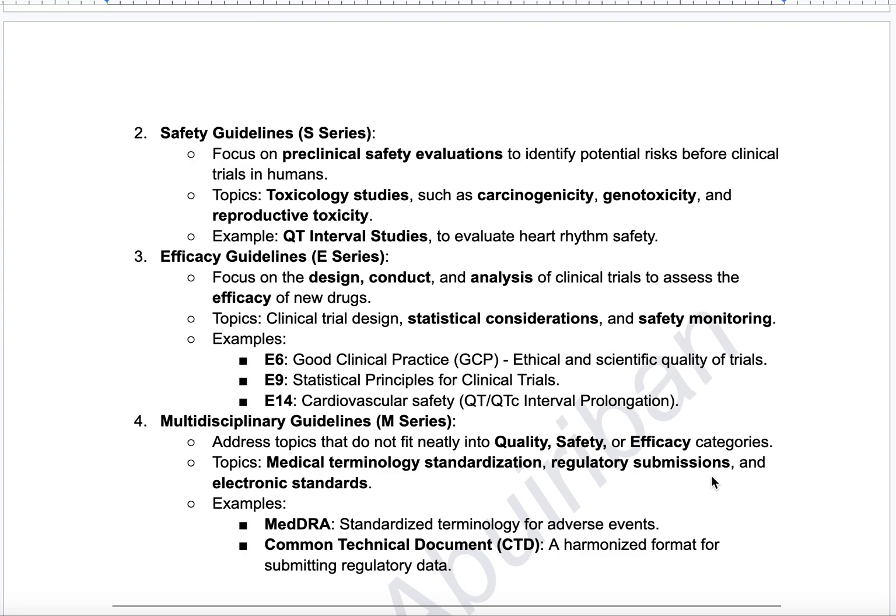The multidisciplinary guidelines, which we can call the M-series, address topics that do not fit neatly into quality, safety, or efficacy categories. Topics include medical terminology standardization, regulatory submission, and electronic standards, like MedDRA, the standard terminology for adverse events, and the Common Technical Document, a harmonized format for submitting regulatory data.